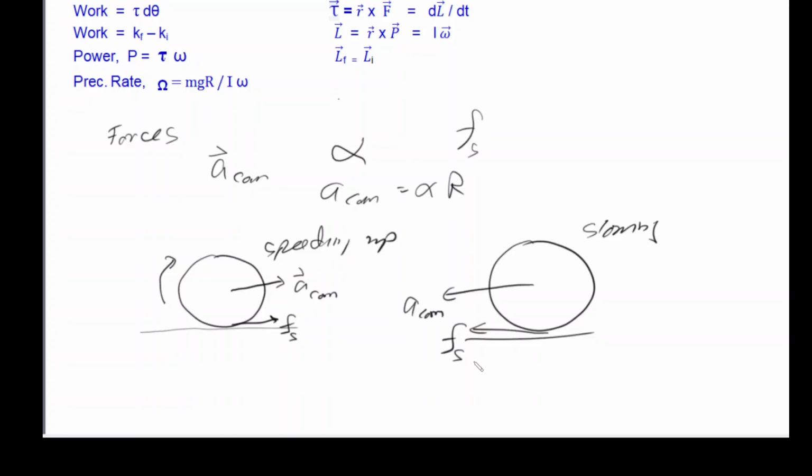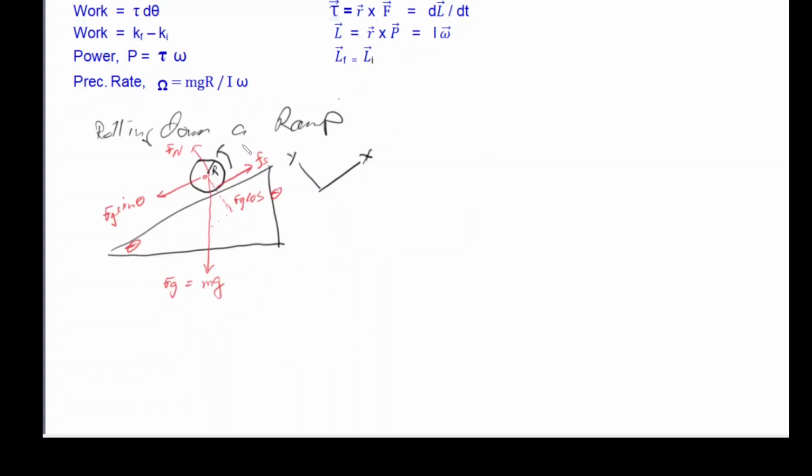And the frictional force determines whether the external force will speed up the wheel or slow it down. So let's look at a circular object rolling down a ramp.